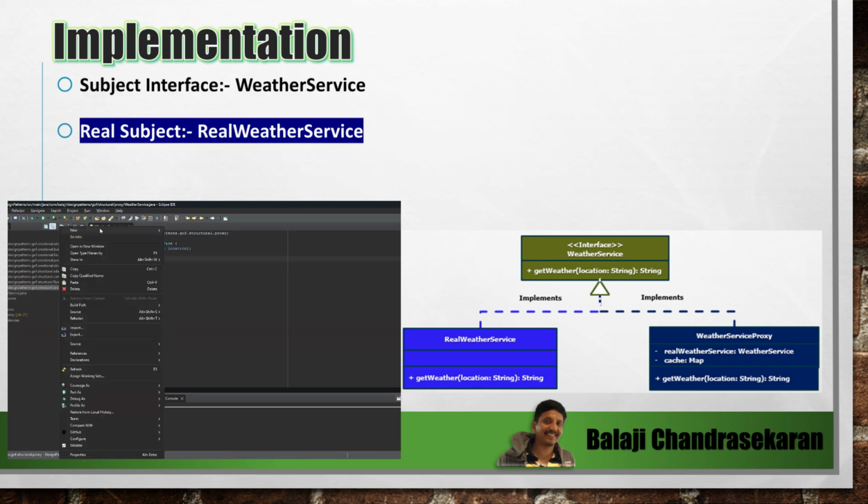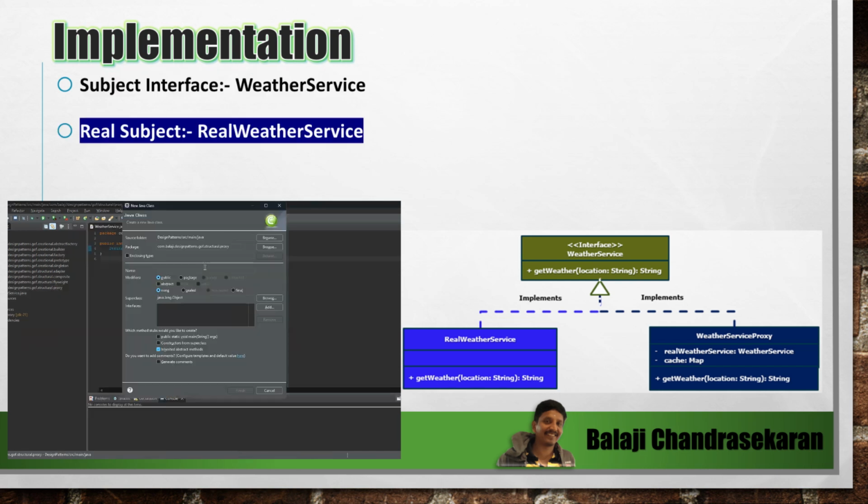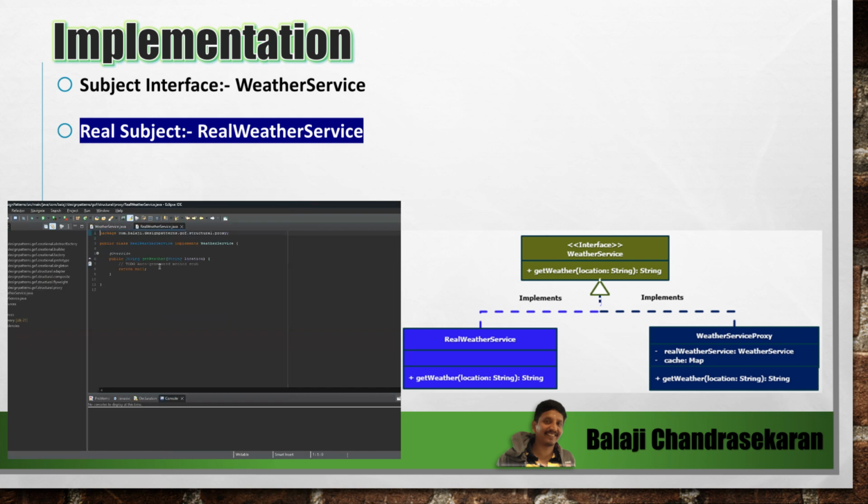Real subject is the actual object that performs the real operations. The RealWeatherService class contains the actual logic to fetch weather data from the remote server. For simplicity, we'll simulate this process with a print statement. The RealWeatherService implements the getWeather method to simulate fetching weather data from a remote server. It prints a message to simulate the fetching process.